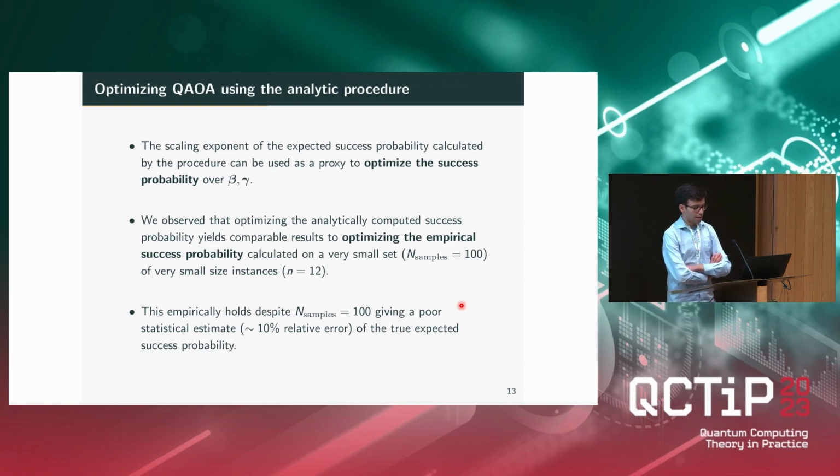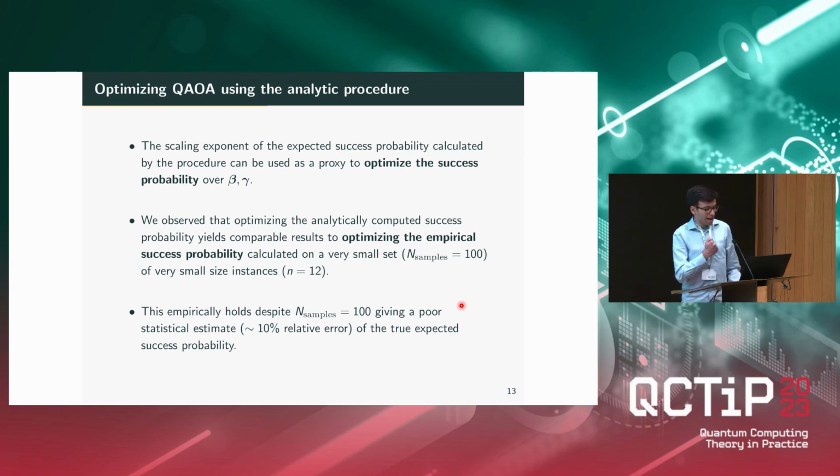Okay, so assuming we have this proposition at hand, what can we do with it? Well, we can basically do what we alluded to in the introductory part, namely optimizing the success probability of QAOA using this scaling exponent that we now know how to compute analytically. And even if the scaling exponent of the success probability is not the probability itself, we can use it as a proxy to optimize it, assuming it's good enough.